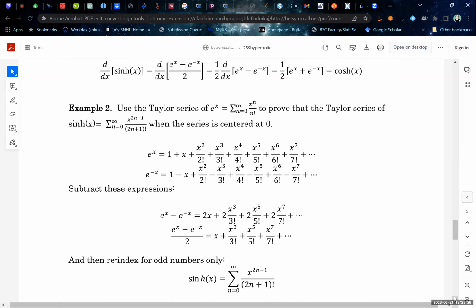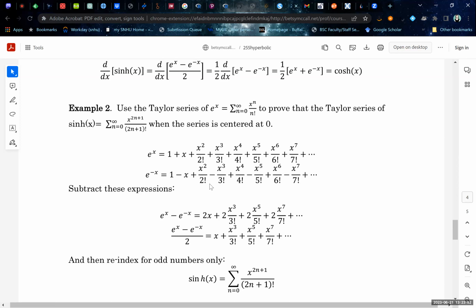I've also included here just an example of using the Taylor series. You can derive this formula for the hyperbolic sine function using the definition. So the definition of e to the x in Taylor series is given here, and the definition of e to the minus x, again, is given here.